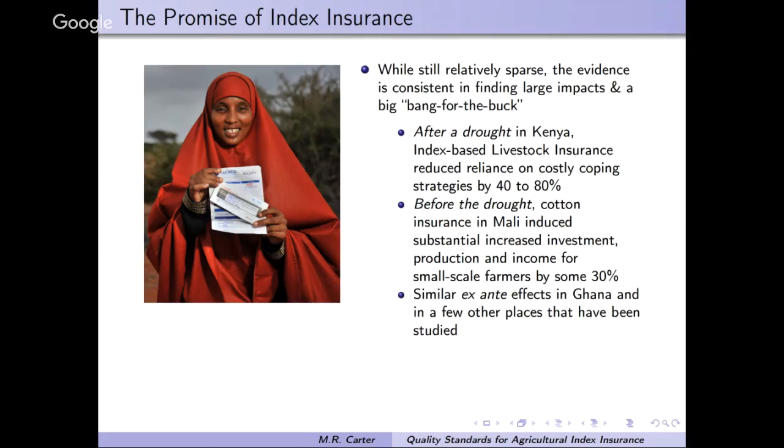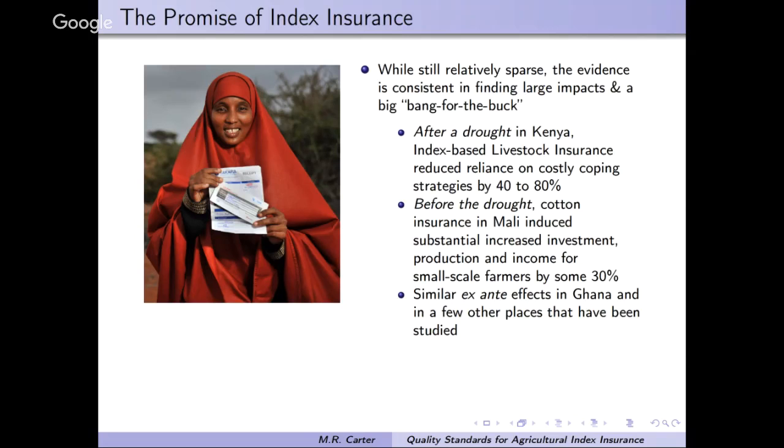So really quite remarkably large responses. And there are about 5 studies out there now in Ghana, China, and a few others in India that find similar kinds of impacts. So that's the promise of index insurance: if you have new seeds, new technologies, new practices, but farmers are reluctant to adopt them because it's a financial or other kind of risk, then the hope is that index insurance can pull that risk out of the system and thereby generate large effects. So that's the promise of index insurance.